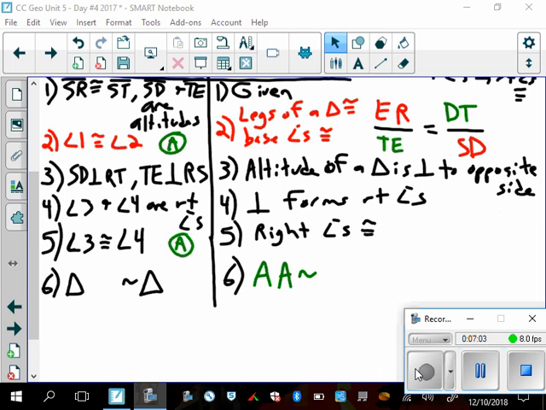6, angle-angle similarity. And if you're getting all of those right from Despicable Me, oh yeah, you have some direction and magnitude, but no vectors right now.